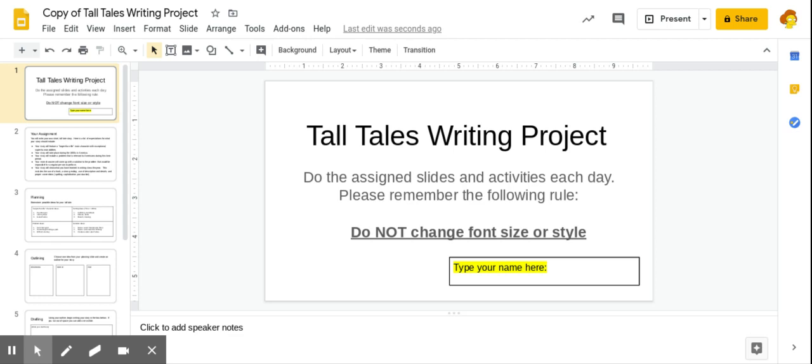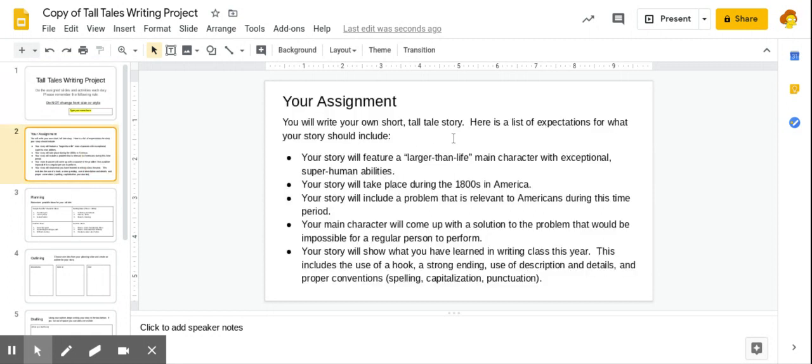All right, so we are on day 2 of working on our Tall Tales writing project, and your assignment for today is to go to slide number 4. So just to remind ourselves what we're working on, we are going to create our own short Tall Tale story featuring a larger-than-life character taking place during the 1800s in America with a problem that's relevant to that time. Our main character is going to do something amazing to solve a problem. And we're going to try our best to work on using correct capitalization, punctuation, spelling, and all that good stuff as we go.